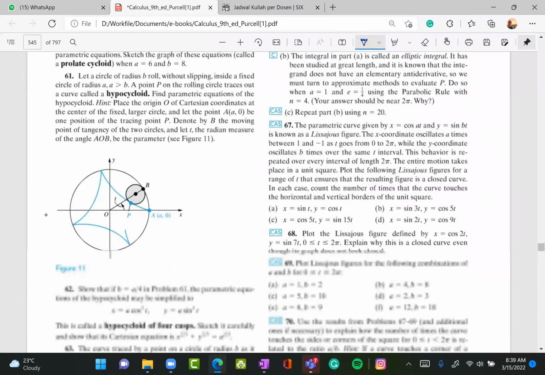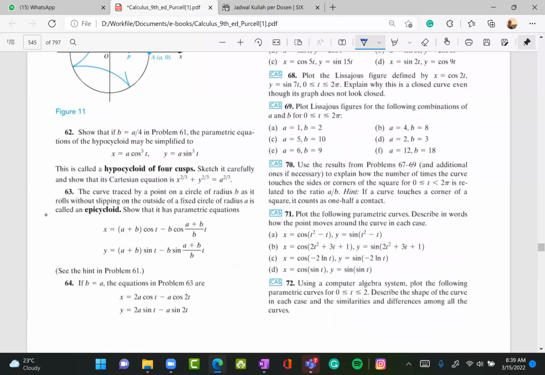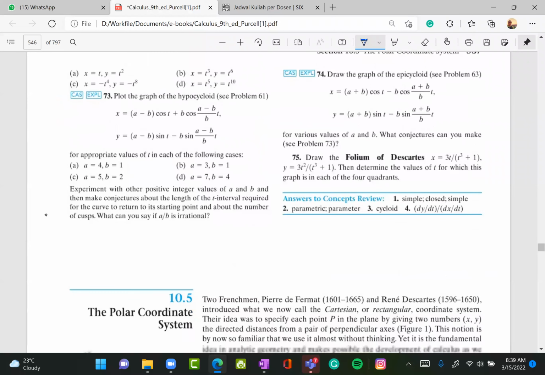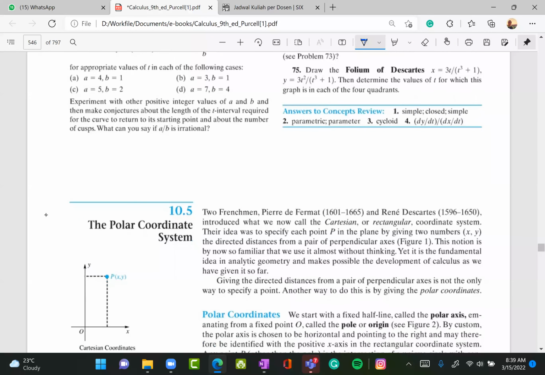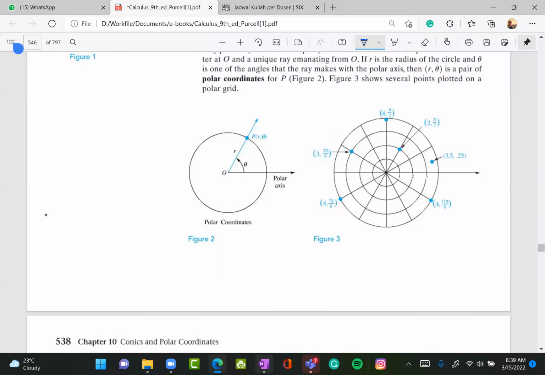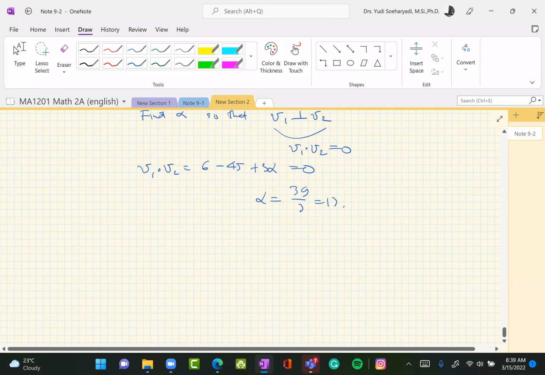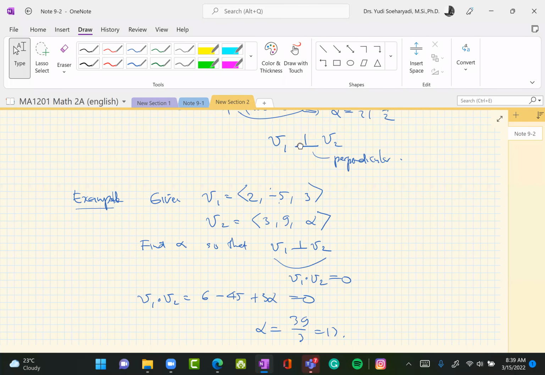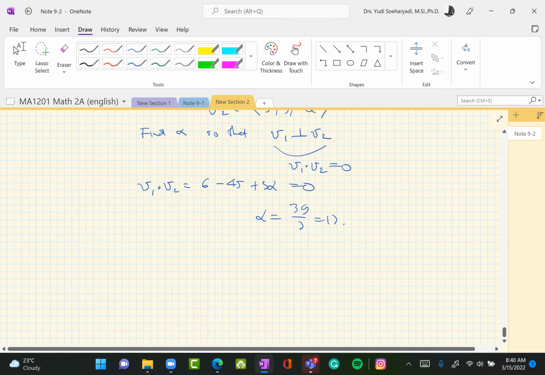Let's go to other operations. Perpendicularity is also correct for vectors in the plane. So if the dot product equals 0, that's perpendicular. So that's the same thing.